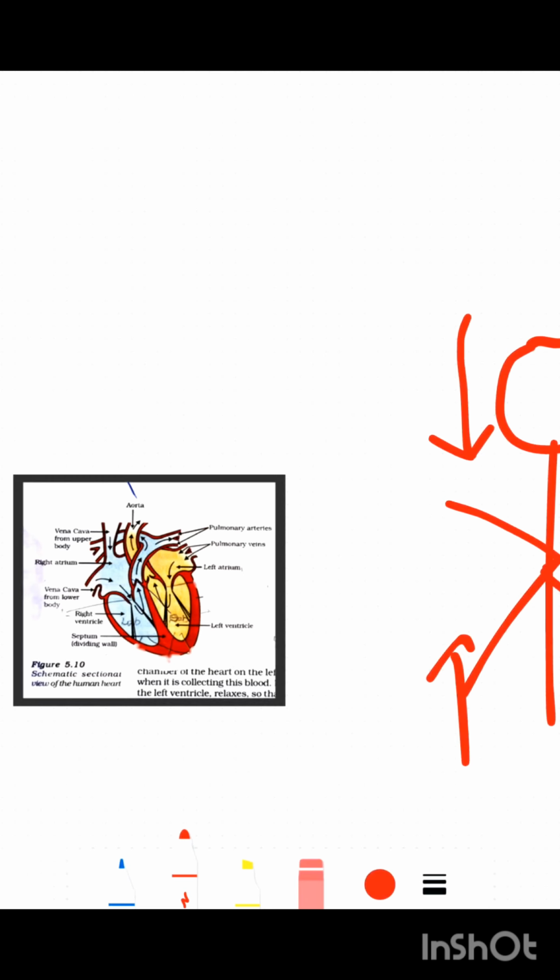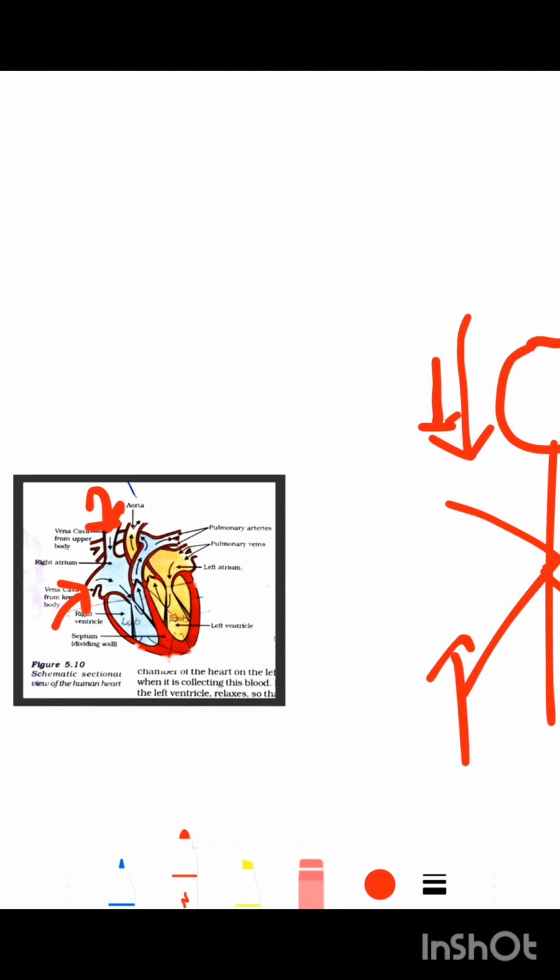First let me start from here, that is from the lower part of the body. All the impure blood, that is deoxygenated blood, will go towards the vena cava from the lower body. Next, all the impure blood, that is deoxygenated blood from the upper part of the body, will go towards the vena cava from the upper body, and reach here. See, that is why they have given the arrow mark.